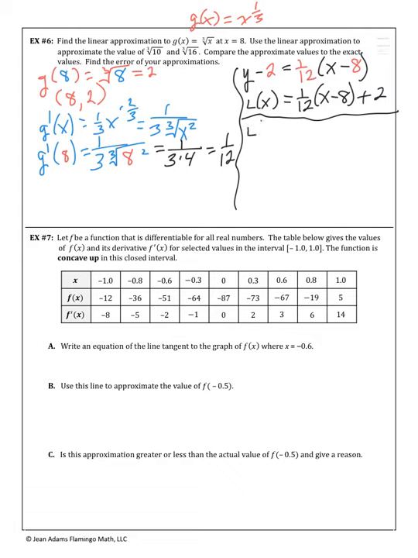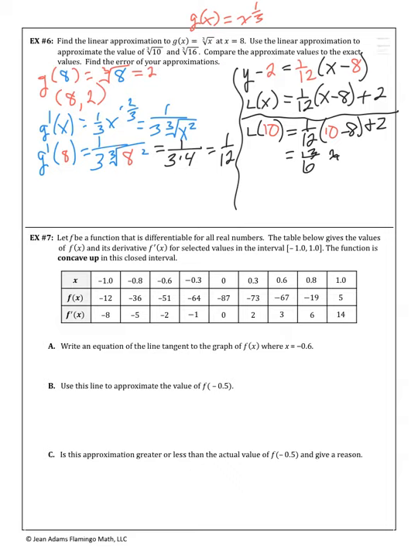So our L of 10 would equal 1 over 12 times 10 minus 8, plus 2. So 10 minus 8 is 2. So times 1/12 is 2 over 12, which is 1/6. So it's 2 and 1/6, which is 13/6.